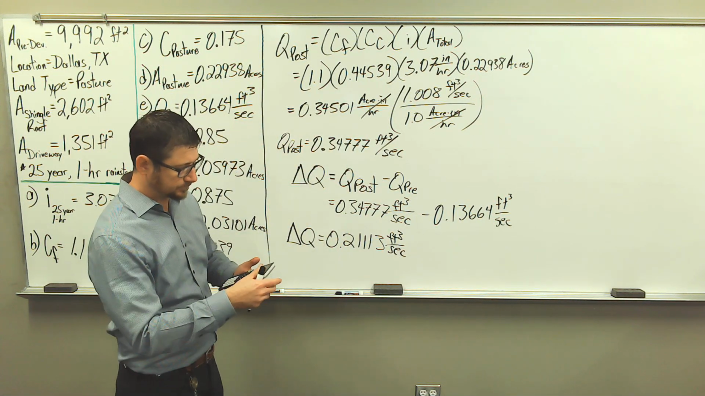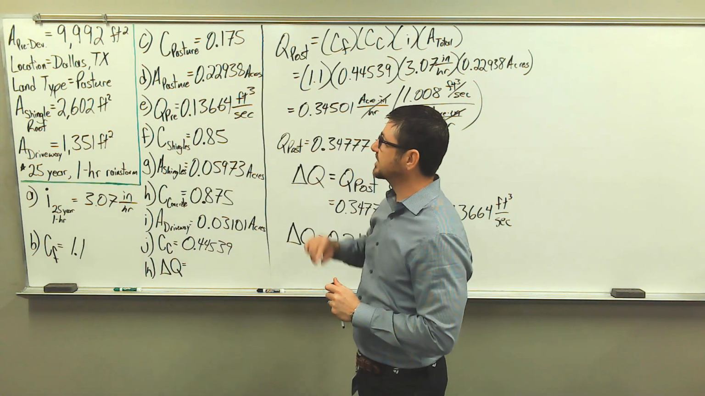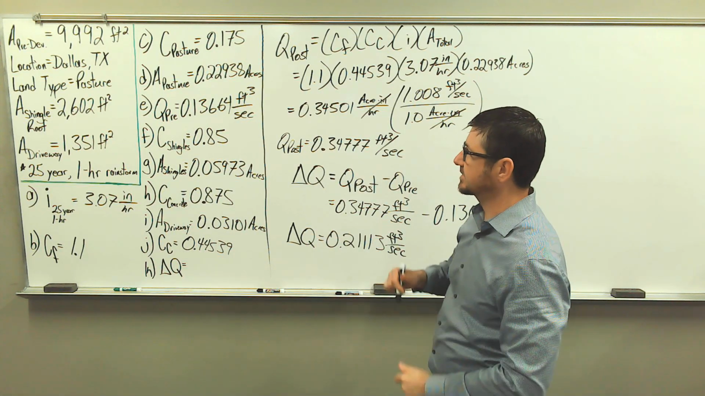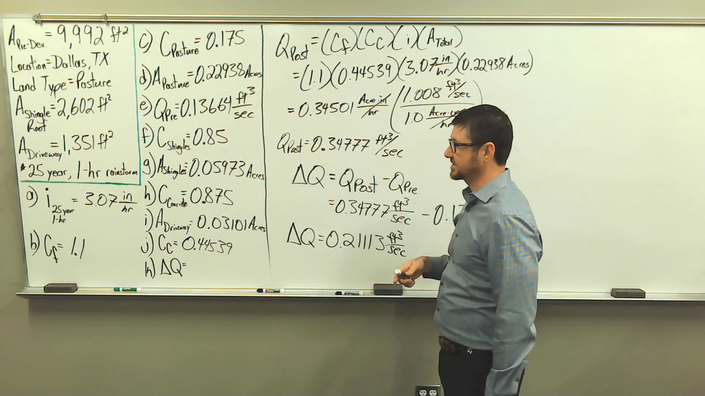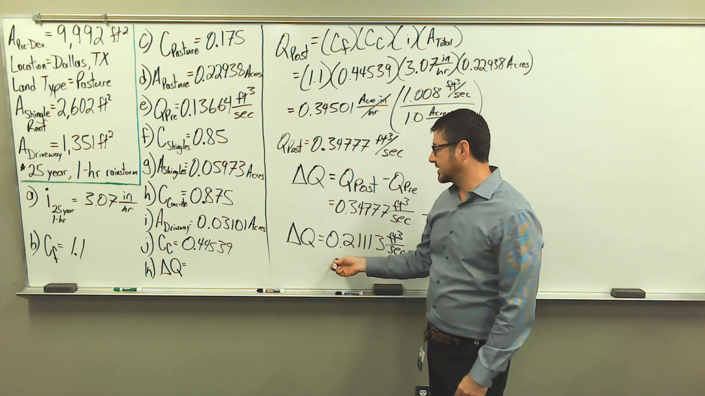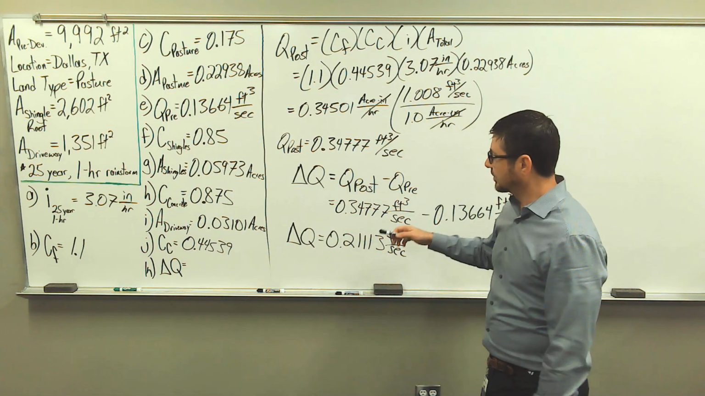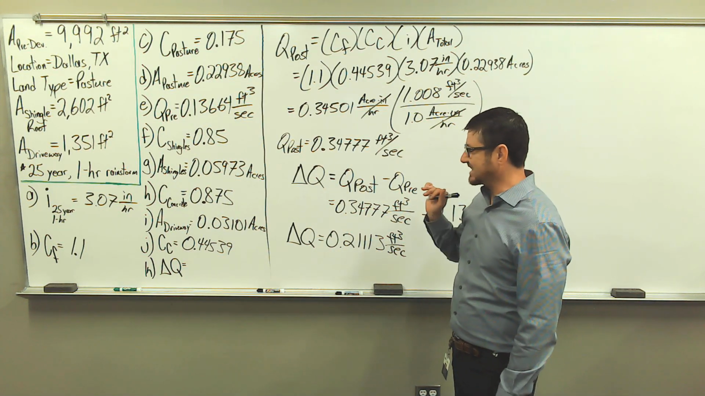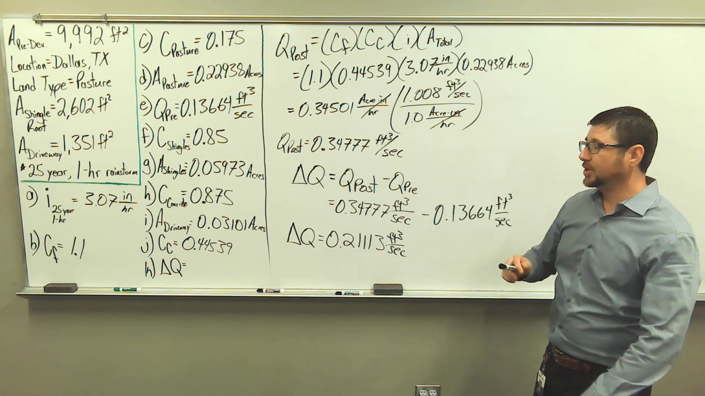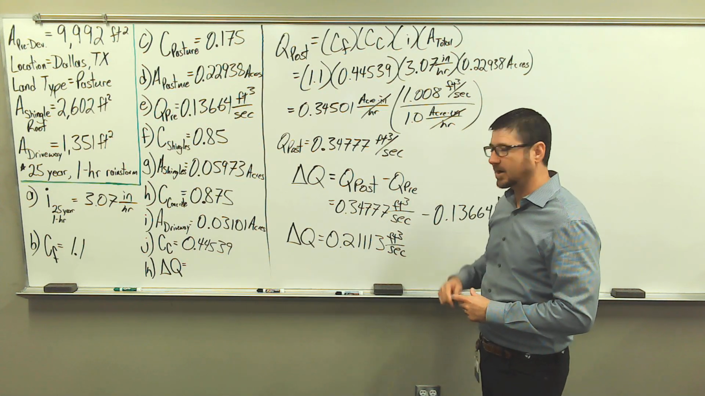Okay, so what this means is after we develop this land, so we've purchased this piece of property in Dallas, Texas, then we built the house on it. Now after development, our peak runoff rate, there's an understood positive sign here. So our peak runoff rate has increased 0.21113 cubic feet of water per second for runoff rate.